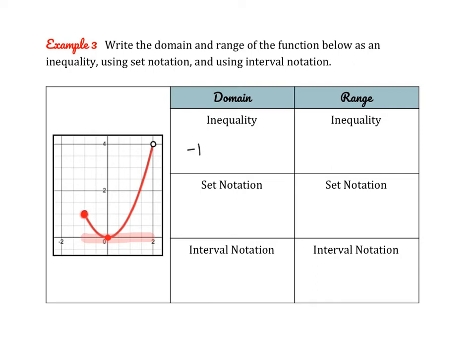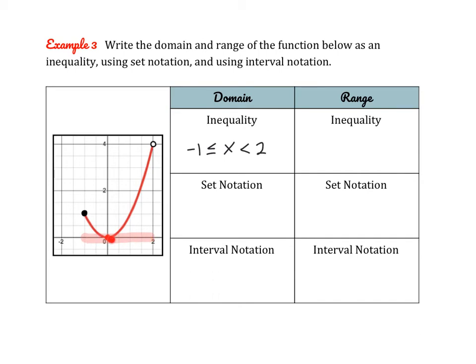Now here, since I see a closed circle, that signifies that this is part of the graph and is therefore part of the domain. So we're going to do negative 1 is less than or equal to x. And then we're going to do our upper boundary, which is here at 2. Now, since this is an open circle, we're not going to include it in our domain, so we will not include the or equal to sign. So here, this says everything between negative 1 and 2, including negative 1, but not including 2.